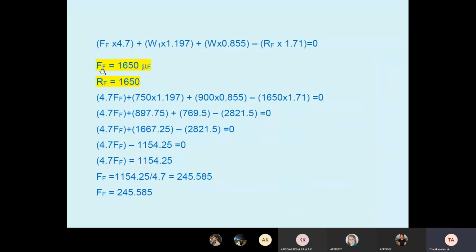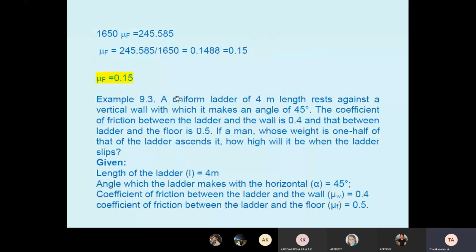Then we know already FF equals 1650 mu F. RF already calculated 1650. W1 we know is 750, W is 900. RF already calculated 1650. Therefore apply all the things, you get the final equation. Okay. FF equals 114 divided by 4.7. So FF equals 245.585. What is our aim? Mu F. So apply in the equation: FF equals 1650 mu F. Therefore 1650 mu equals 245.585. Therefore mu equals 0.15.